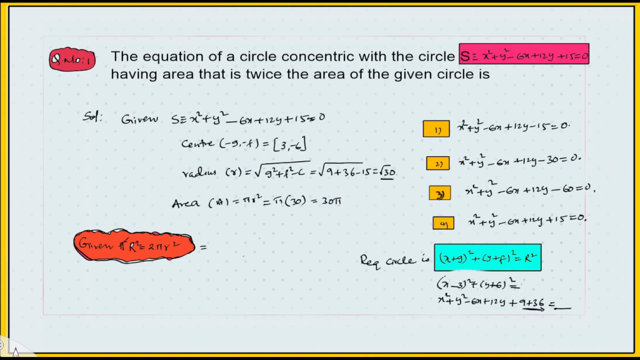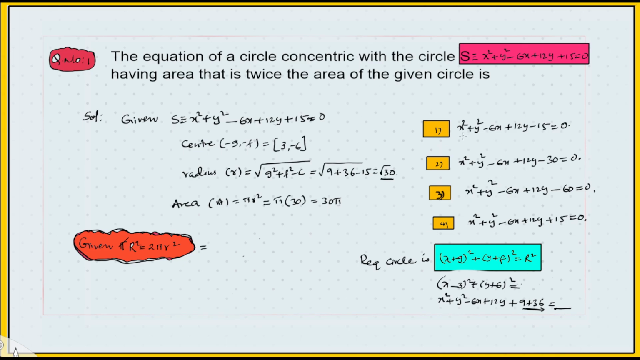Now the next question: the equation of a circle concentric with the circle x square plus y square minus 6x plus 12y plus 15 equals 0, having area that is twice the area of the given circle, is. Okay, so total 4 options are there. So we have to find a concentric circle with the given circle. Concentric means having the same center and different radius. 2 or more circles are said to be concentric if they have the same center and different radius. 2 concentric circles differ by a constant.